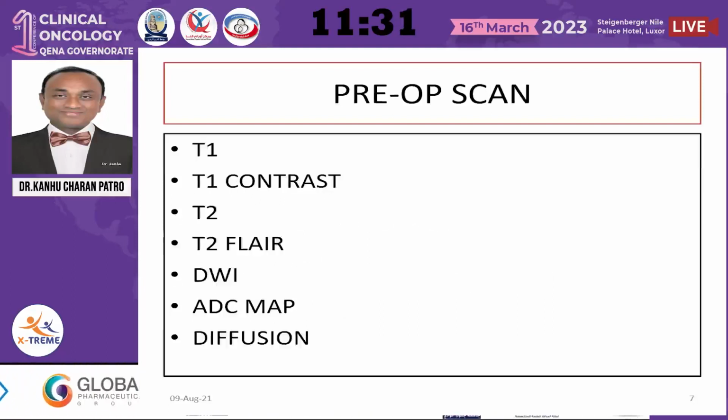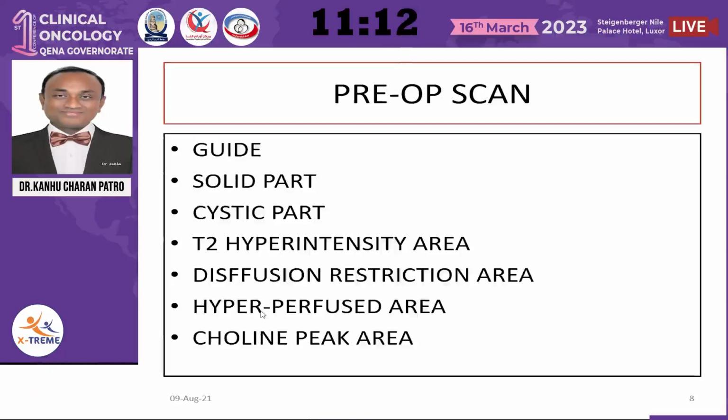For the pre-op scan, why should we understand it? T1 contrast shows the enhancing component, T2 FLAIR shows the hyperintensity abnormality, and diffusion weighted image shows the area of diffusion restriction, and you can see the ADC map as well. The pre-op scan again guides you to the solid part, cystic part, T2 abnormality area, and diffusion restricted area. If you have a perfusion scan, it shows the hyperperfused area, and MRS gives you the choline peak area. These are the very important factors that the pre-op scan can guide us.